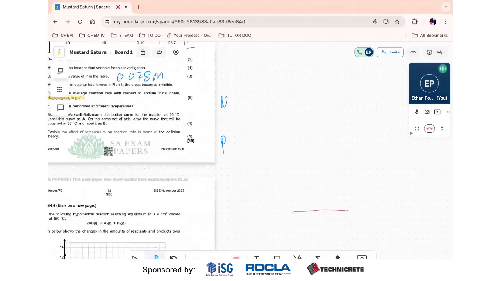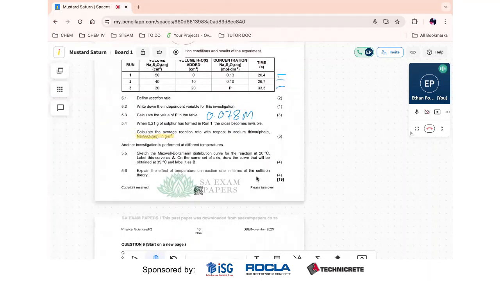Let me just clean this up real quick. Okay. Let's look at the last part of this question. Explain the effect of temperature on reaction rate in terms of the collision theory. So this is basically what the Boltzmann distribution we just drew was showing us.